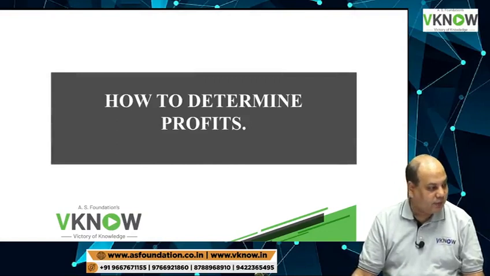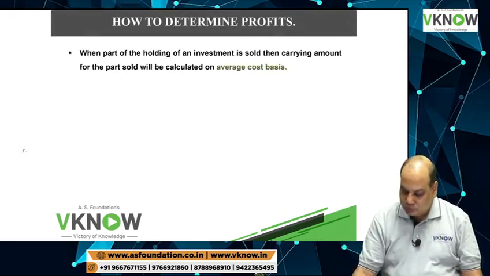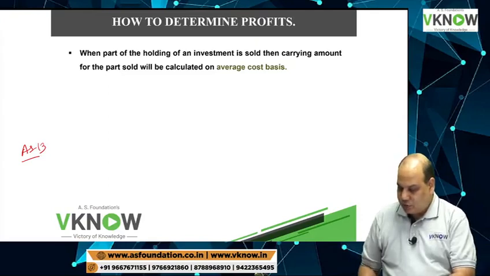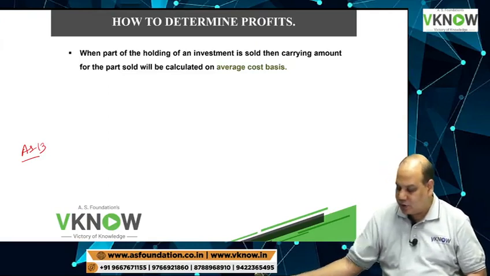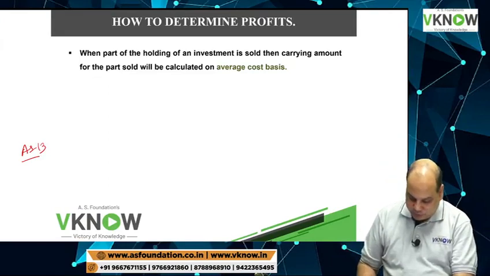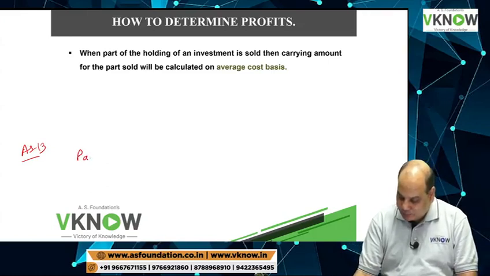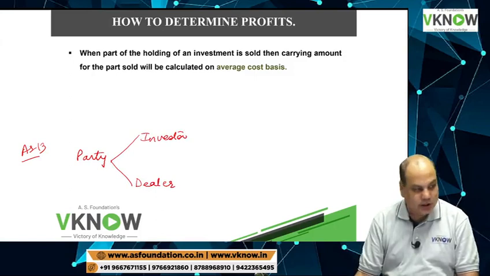Next paragraph, how to determine profits. AS-13 says check whether the party is an investor or a dealer.